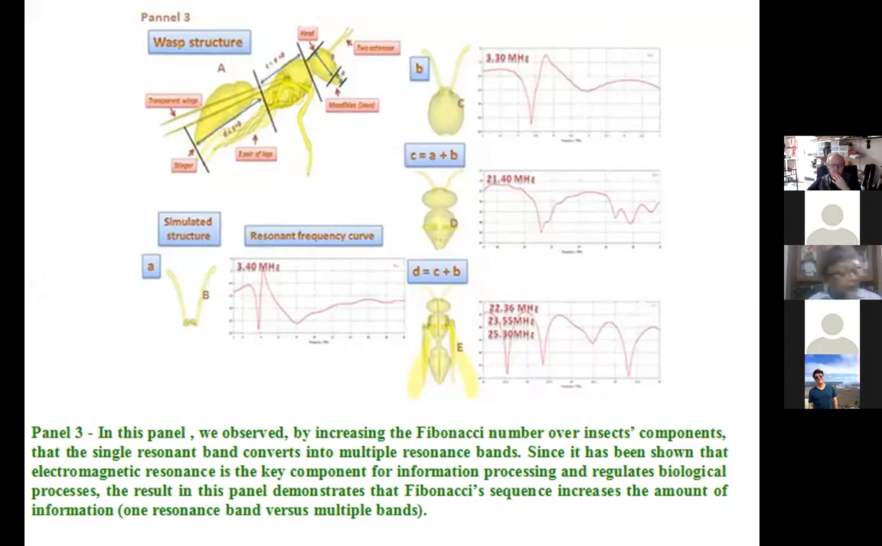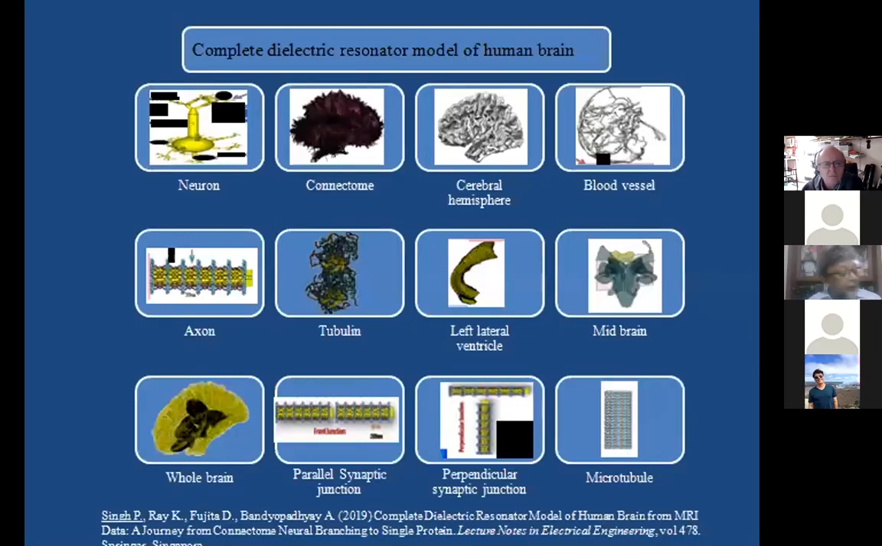You can see how the frequency structure is used to find out. At the final stage, at each stage you can see the peaks, very prominent and sharp peaks. Then we did all this with the complete dielectric resonator model of the human brain, neuron, connectome, cerebral square, blood vessel. We published all these papers at different frequency levels, different bands, and tested some of this data, predicted some while building the model.